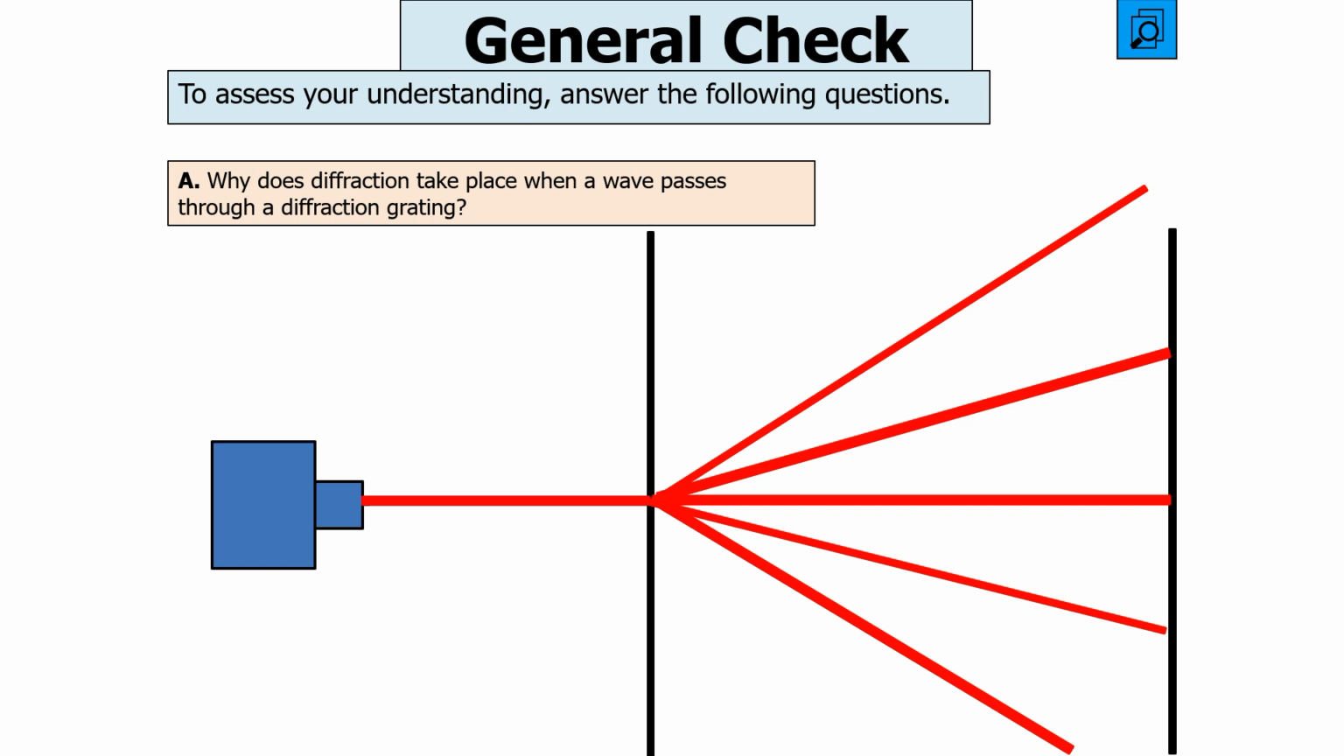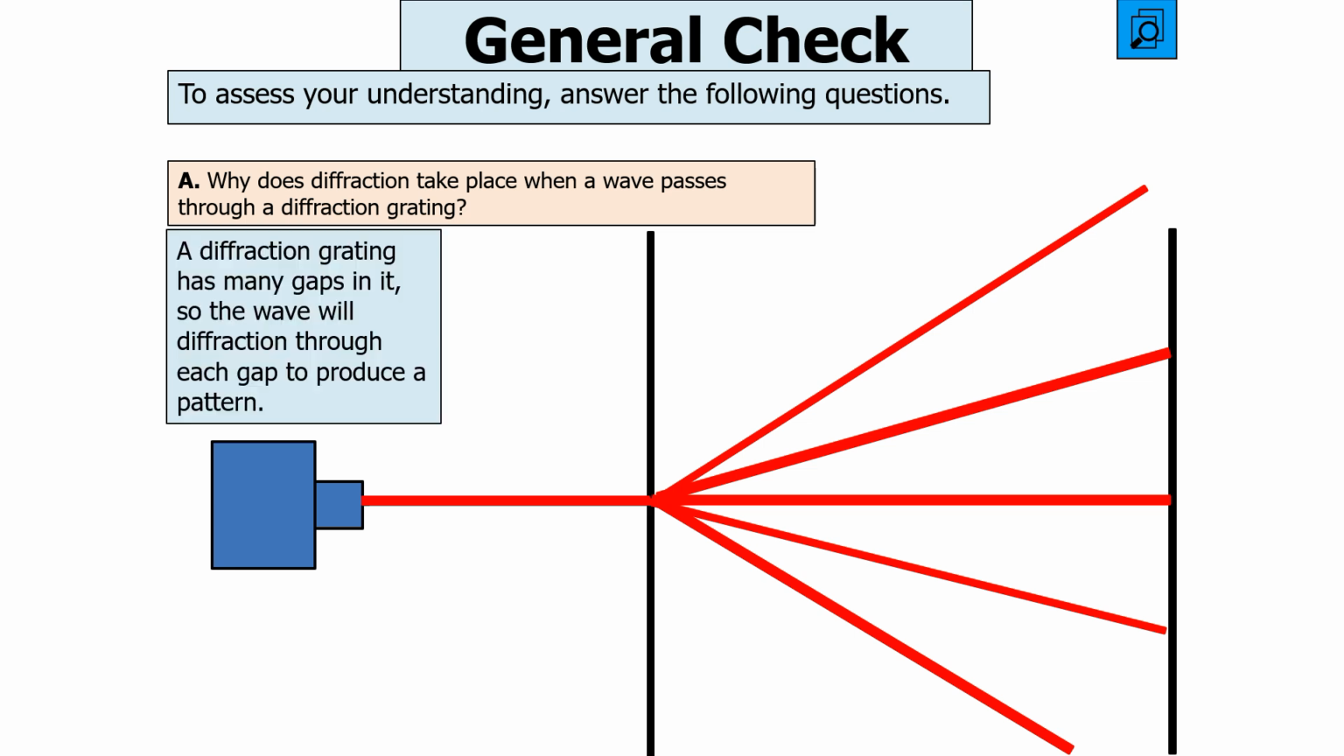Why does diffraction take place when a wave passes through a diffraction grating? Pause the video now, then unpause the video when you want to go through your answer.